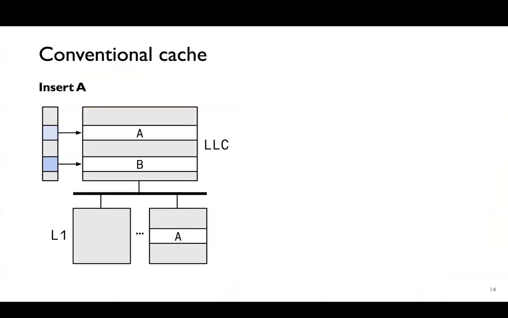We will see how it works by comparing it against an uncompressed cache. So conventionally, cache lines are inserted as is. For example, the line A and B here, we usually store them as separate lines in your last level cache. On a private cache miss on line B, the L1 on the right sends out its request to the last level cache.